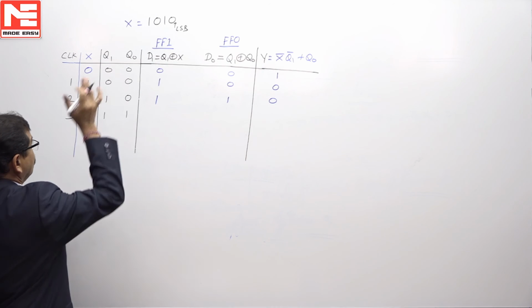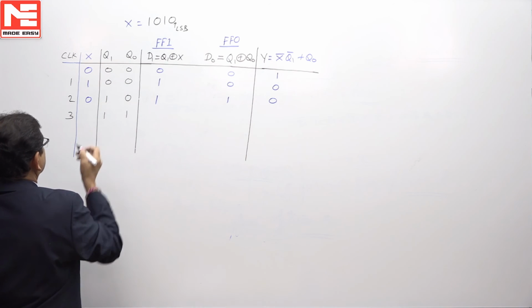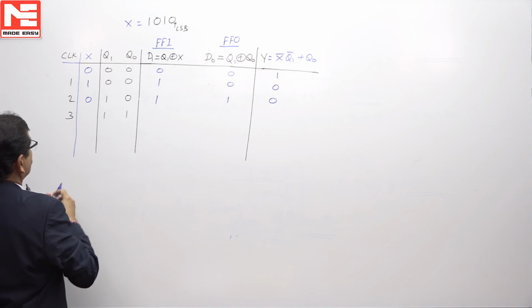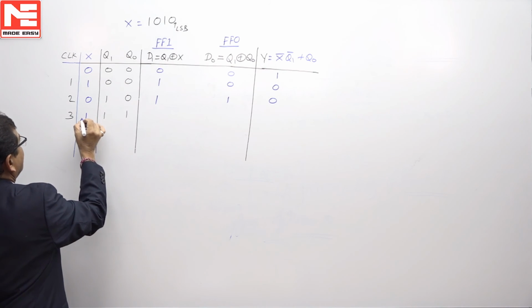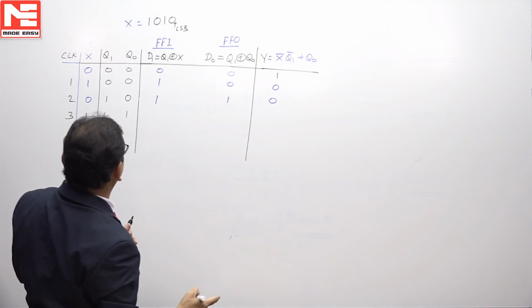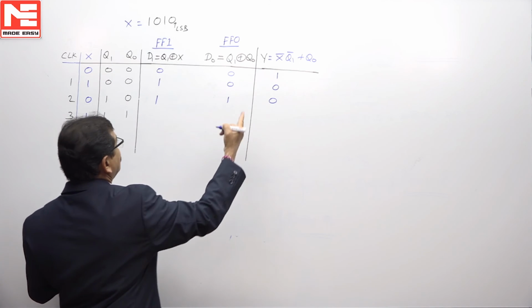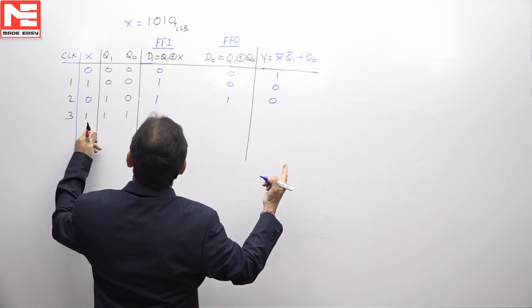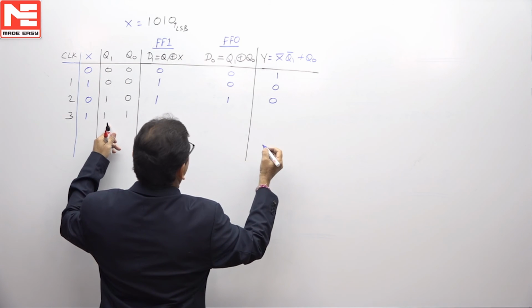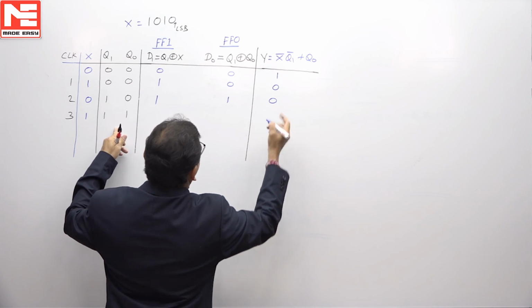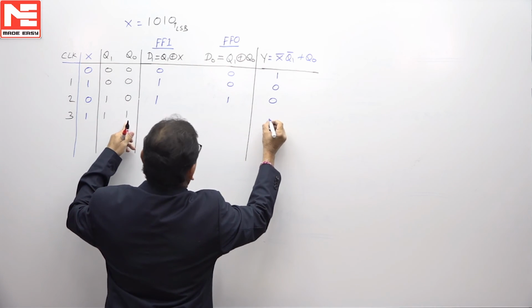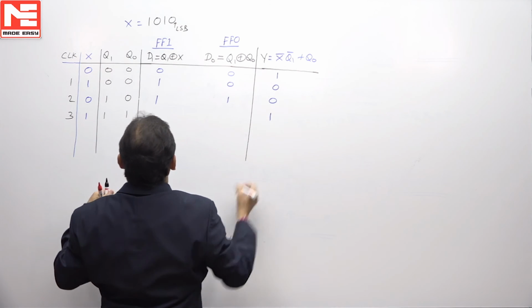Now, the last bit of X is to be entered into the circuit, that is 1. Whenever X is 1, if we look at the output, it is X complement, Q1 complement, which means 0, and Q0 is 1, so the output we read is 0.